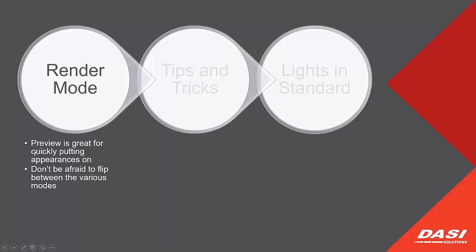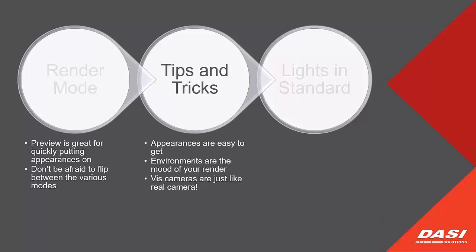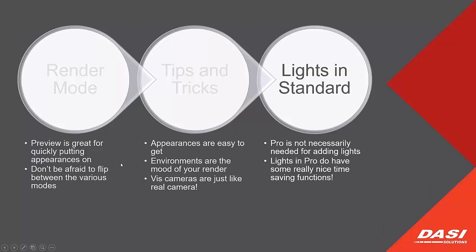So render modes, preview is great for quickly putting out appearances. Don't be afraid to flip between the various modes. You saw me click back and forth in them. Under tips and tricks, appearances are easy to get. Environments are the mood of your rendering, and the cameras are just like real cameras. So if you can think of something that you do with a real camera, you could probably emulate it inside of Visualize. Last, we have here, Pro is not necessarily needed for lights, but the lights in Pro do have some really nice time-saving functions. And then don't forget that denoiser. That function is available in all versions of Visualize.